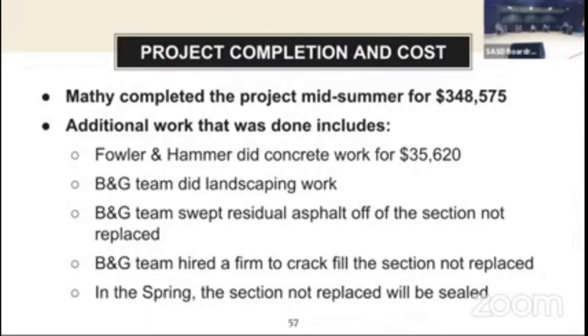The one thing we're also looking to do is to seal the portion of the parking lot that hasn't been replaced so that it looks more cohesive with the new part. However, the company who does that, the availability wasn't until the spring due to some of the conditions that need to be met for it to work appropriately. Next slide, please.